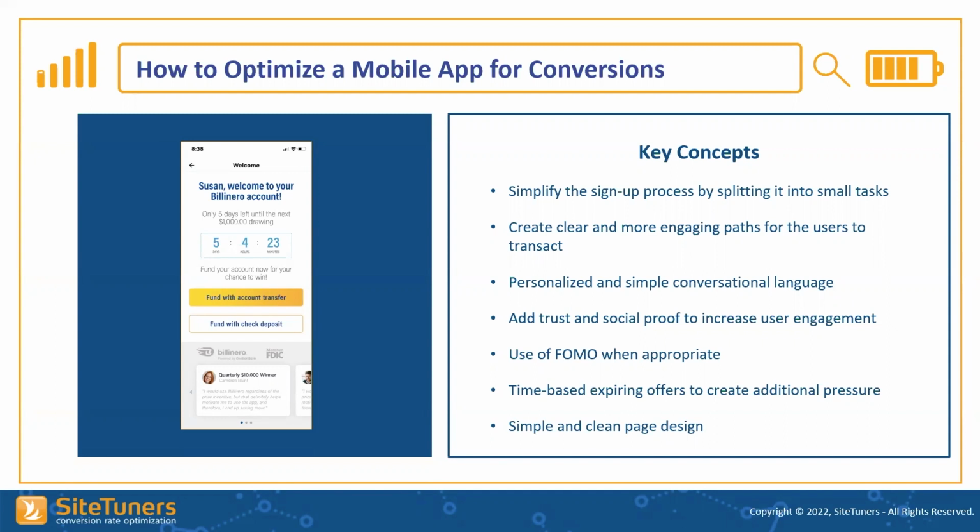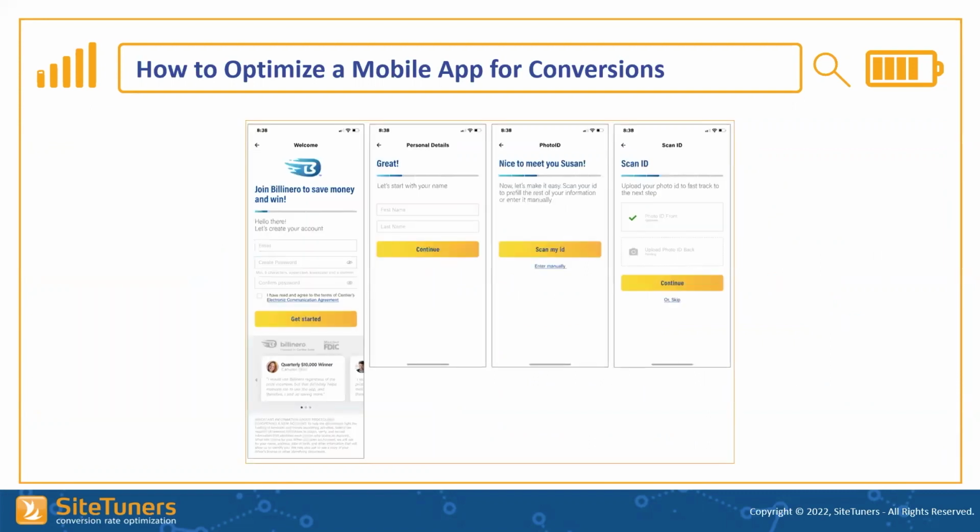All right, so you need a clear and simple design for your apps here. And I'll go a step further. This is an example of chunking in a sign-up process. So in Bill and Arrow, if you look at this, join Bill and Arrow to save money and win, right? We tried to make this friendly. Hello there, let's create your account. All right, let's get started. You'll notice on here, there is some trust with the FDIC member and then some of their winners. So they're showing proof statements.